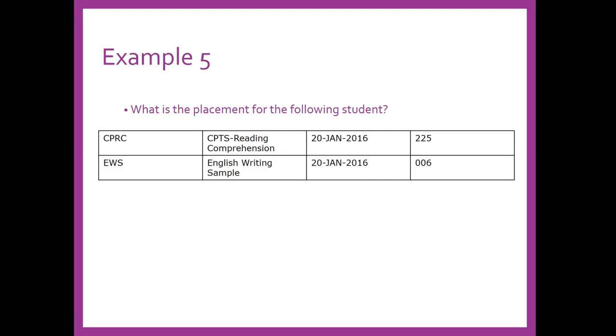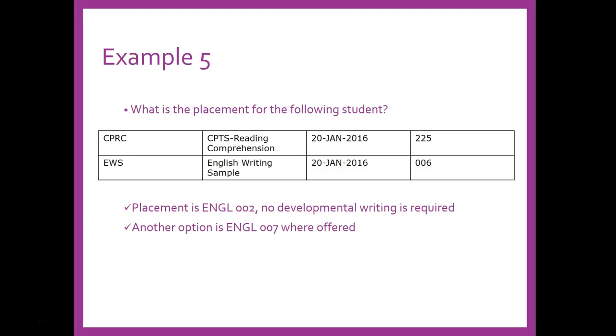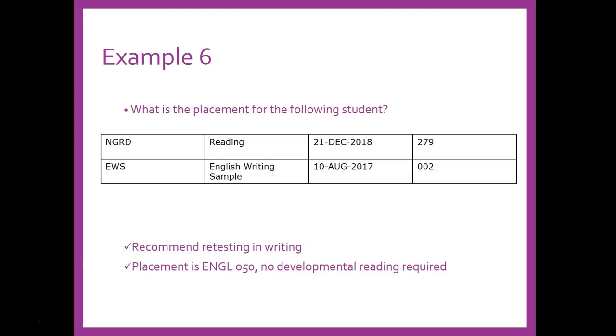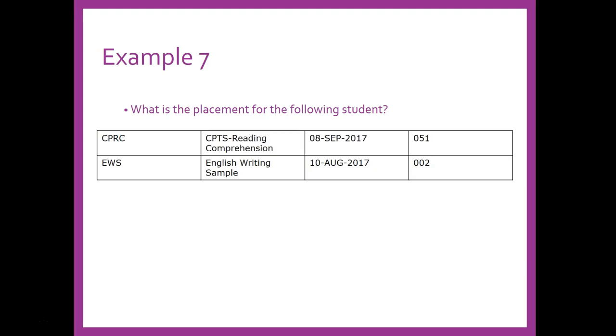In example 5, what is the placement for the following student? The placement is English 002, no developmental writing is required. Another option would be English 007, where it is offered on your campus. Example 6, what is the placement for the following student? As you see, their placement is English 050 with no developmental reading required, but in this case we probably would recommend a retesting in writing because that's kind of an unbalanced score.